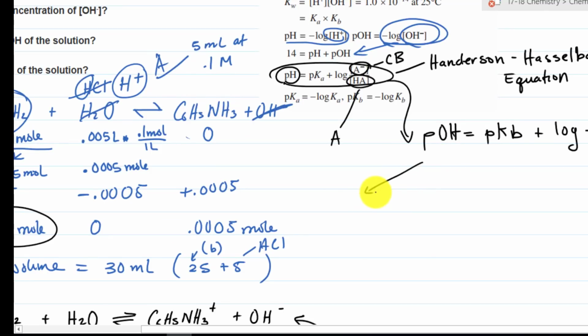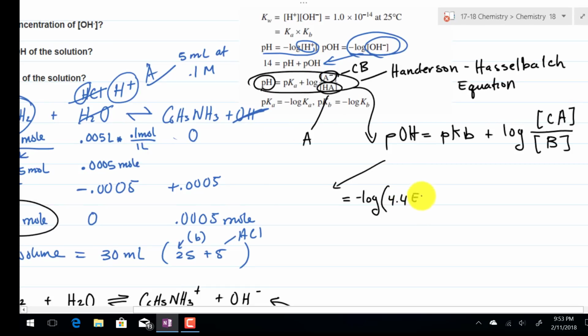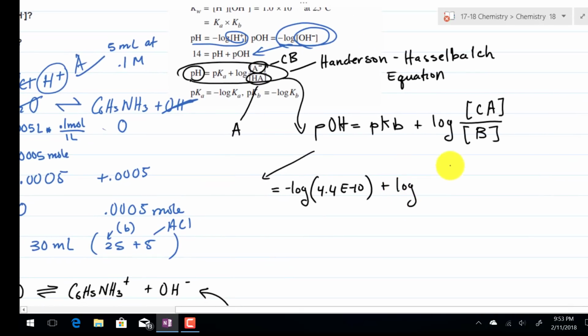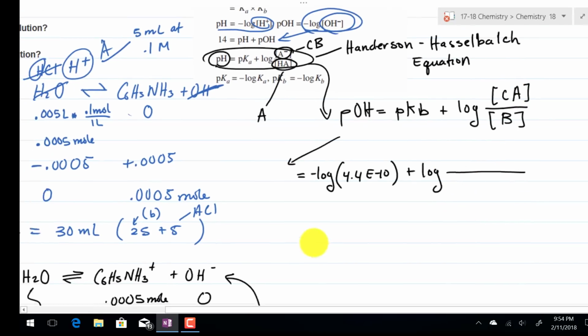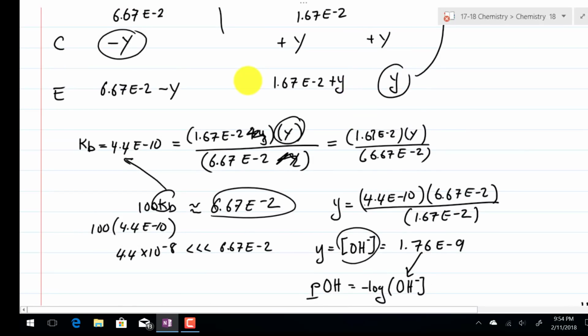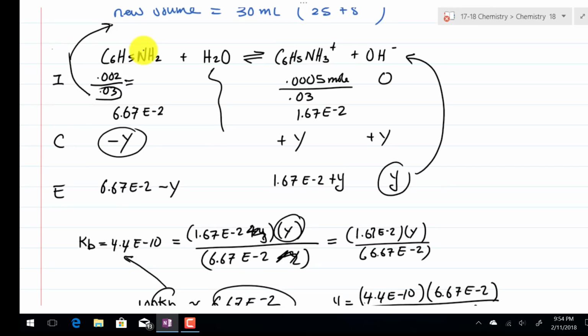I'm going to rewrite this over here, okay? So we have p. What does p stand for? We have negative log of our Kb, which we know is 4.4 times 10 to the negative 10. That's easy so far. What about our concentration of the base and the conjugate acid? Well, look at what happened when we added in the hydrochloric acid, right? Let's look at our buffer solution. What happened when we add in a strong acid and we have this new concentration for the base and the conjugate acid? Well, we just solved that right there. That is your base concentration, and this is your conjugate acid concentration.